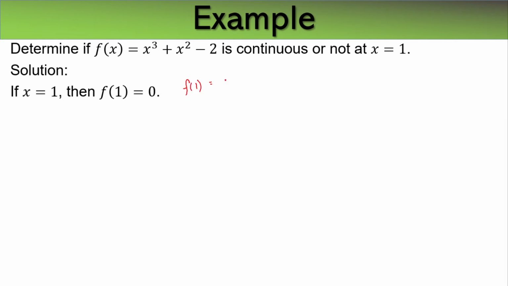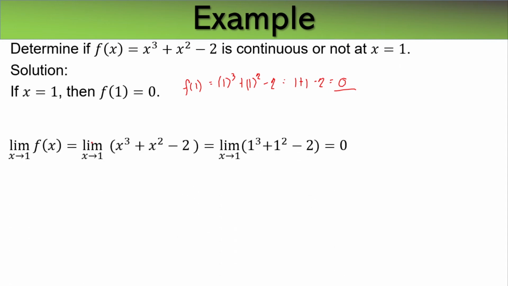So we have f of 1 is equal to 1 cubed plus 1 squared minus 2. And this is equal to 1 plus 1 minus 2. And this is equal to 0. Next step. So we have the limit of f of x as x approaches 1 is equal to 0 also. So sinubstitute lang natin yung value ng c doon sa x natin. Yan, so resulting limit natin is 0.